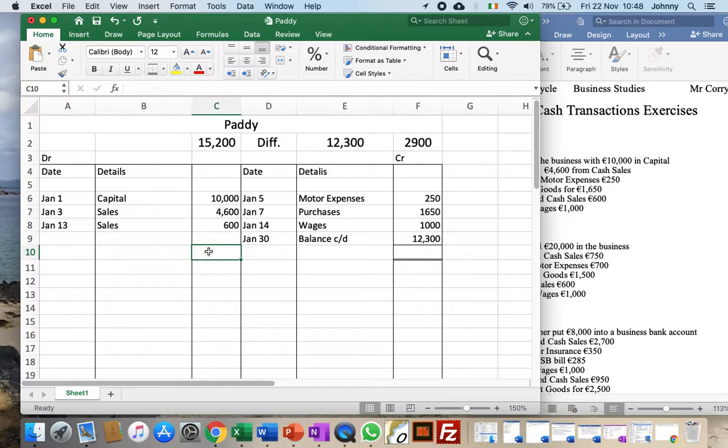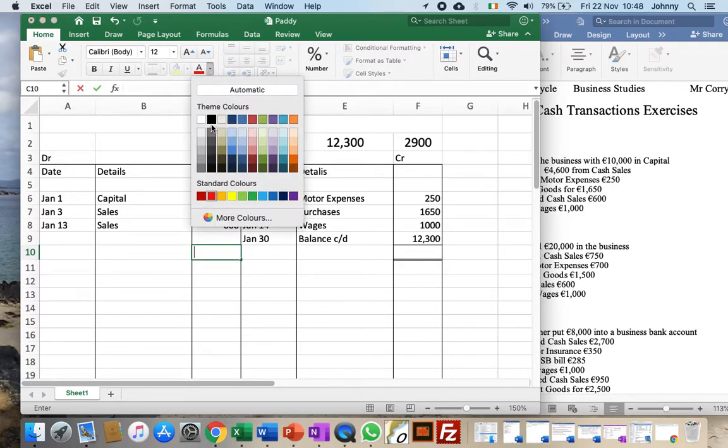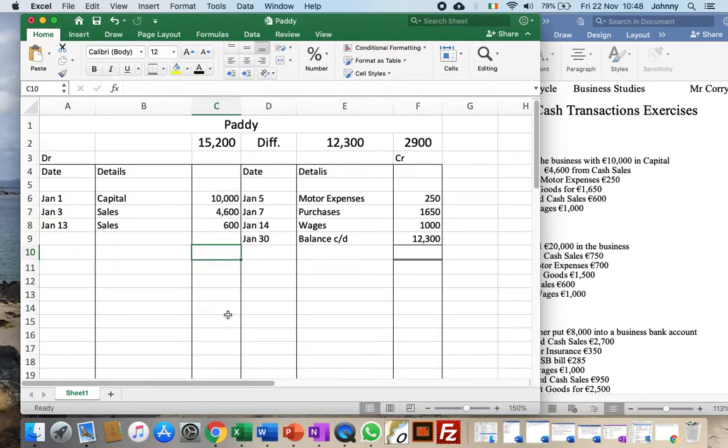So now when I add up this side, I've already done it. Okay, 15.2. Let's change that into black, and then I'll do something similar over here. So that total is going to be the same, 15,200. Now that total originally was 2,900, but I've added my difference figure to it of 12,300, and now I get a total there. The two totals are the same, so I've done that correctly.